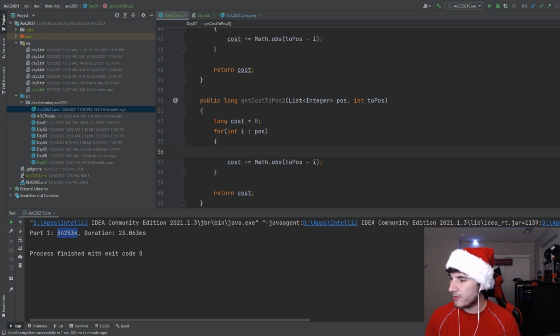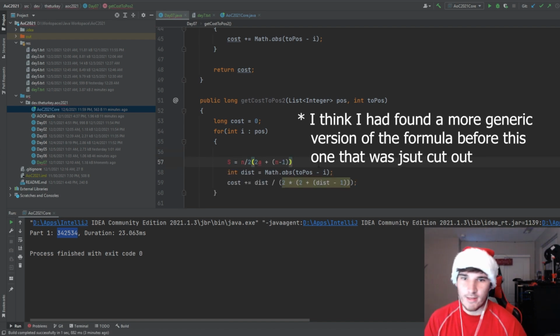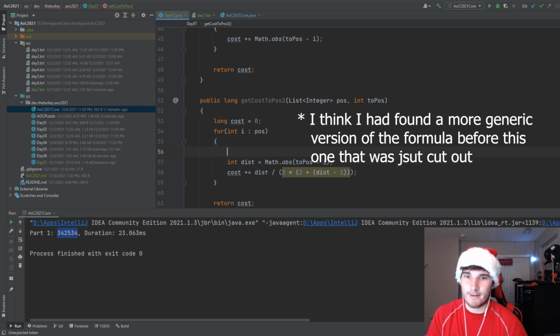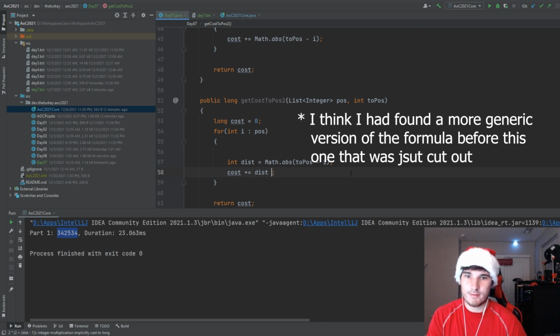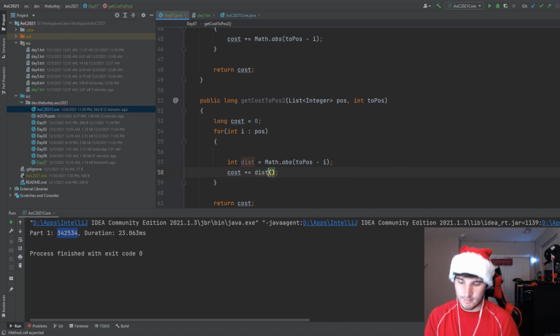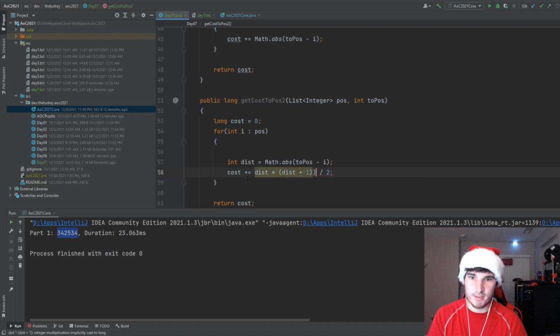No. Hold on, I'm gonna Google this right now. Okay, I don't know what I was looking at. That was a terrible example. All right, ignore what I was looking at. It's distance times distance plus one. This is what I was thinking of, and I don't know why it gave me something completely different. That's what I wanted.